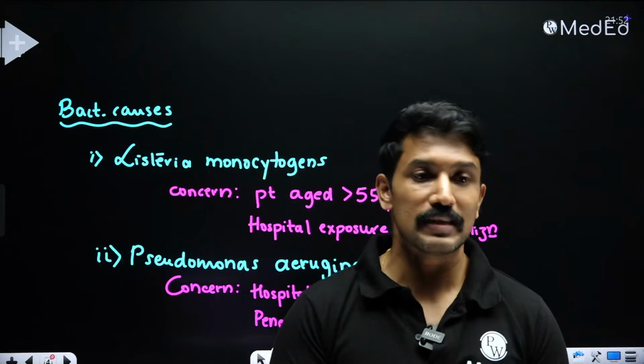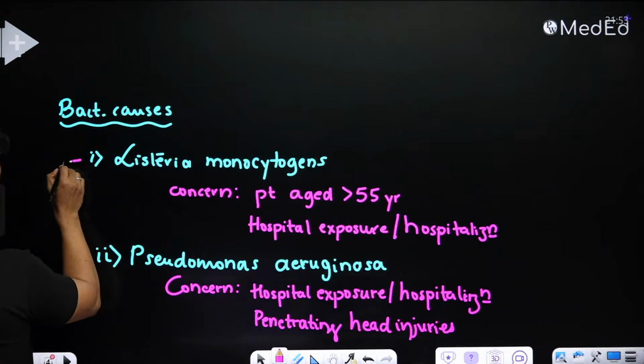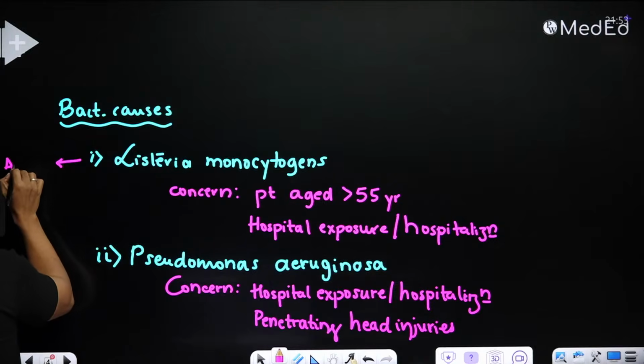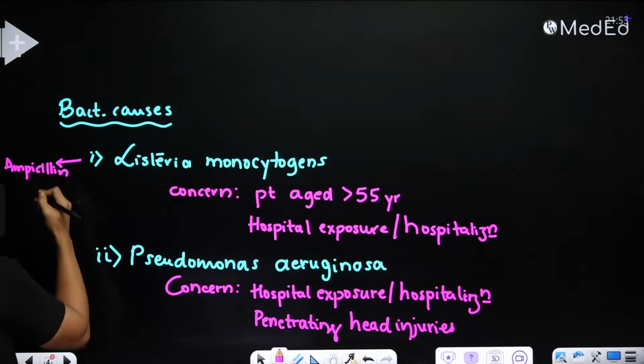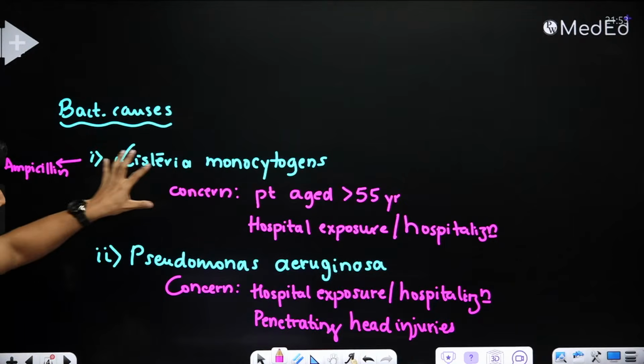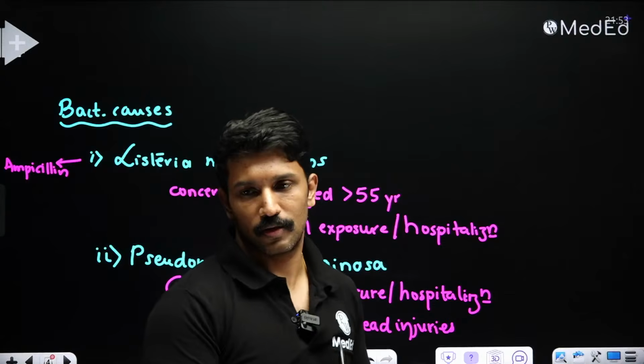Drug of choice for Listeria monocytogenes. The drug of choice that effectively works against this is ampicillin. So if the age of the individual is more than 55, I might have to cover with ampicillin. Very good.